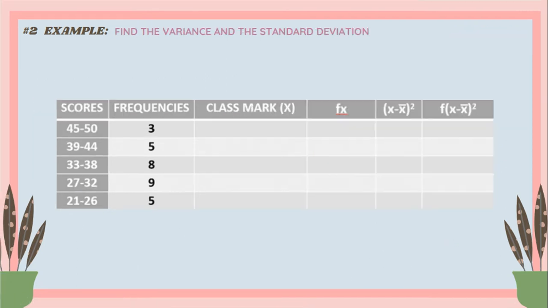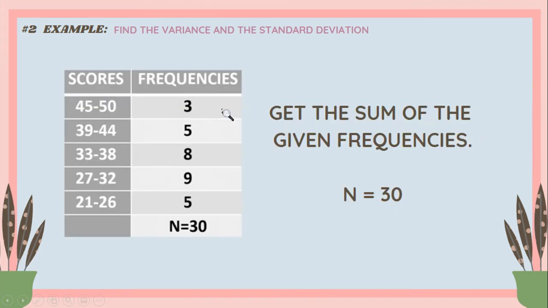So now we are going to find the variance and the standard deviation for the same data given in example number 2. So remember that we need to find the answers for these additional columns, which are the class mark or the x, fx, x minus mean squared, and then f times x minus mean squared. So the first thing we need to do is get the sum of the given frequencies. So add all of them. 3 plus 5 plus 8 plus 9 plus 5 is equal to 30. So this is our sum for the frequencies.